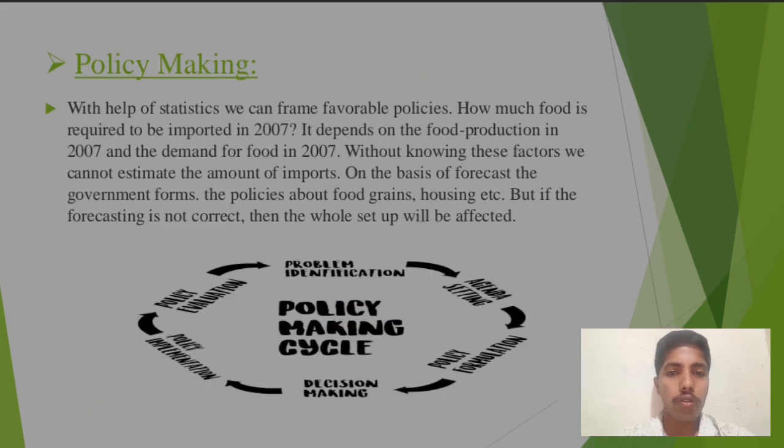Next point is policy making. With the help of statistics, we can frame favorable policies. How much food is required to be imported in 2007? It depends on the food production in 2007 and the demand for food in 2007. Without knowing these factors, we cannot estimate the amount to be imported. On the basis of forecasts the government forms policies about food grains, housing, etc. But if the forecasting is not correct, then the whole set of policies will be affected.